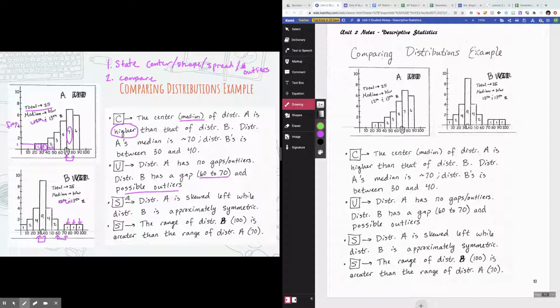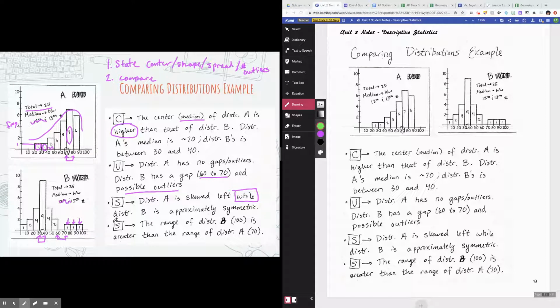All right, then my third thing that I need to talk about is shape. Okay, so here, if I'm looking at distribution A, that is definitely skewed to the left. I can draw a little curve over the distribution and see that the tail is being pulled to the left. So I said distribution A is skewed left, and then your comparative language is this word while. Okay, so while distribution B is, and I would say distribution B is approximately symmetric, or you could have maybe said skewed to the right. Either really would have been okay with this data set.